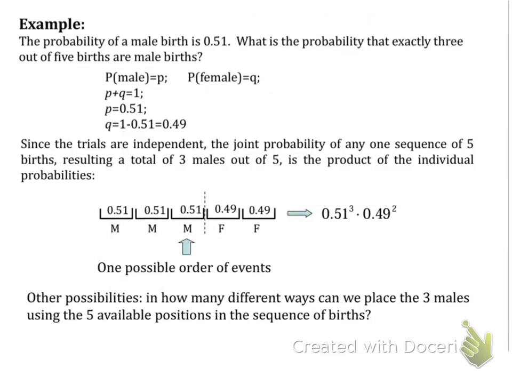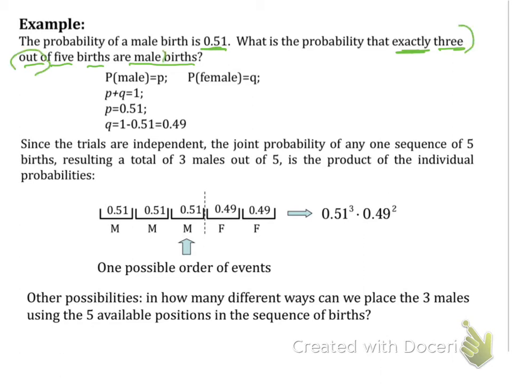So coming to this example, the probability of a male birth is 0.51. So it is not 50% or 0.5, it is 0.51. What is the probability that exactly 3 out of 5 births are male? So what is the probability of the male? Success factor, because we want them to be male. What is the probability that exactly 3 of the 5 will be male?